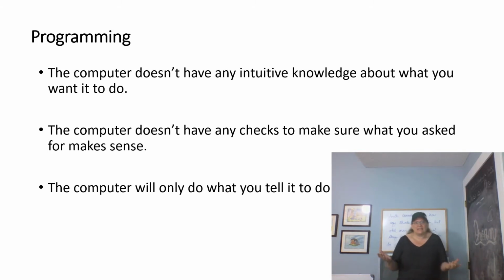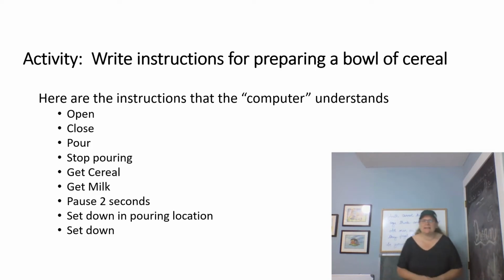Now, the computer doesn't have any intuitive knowledge about what you want it to do. It doesn't have any checks to make sure what you asked it to do makes sense. The computer will do exactly what you tell it to do. So let's look at an activity. It's a little more fun in the classroom, but we'll have to do it online because this course is asynchronous. So our activity is to write instructions for preparing a bowl of cereal.